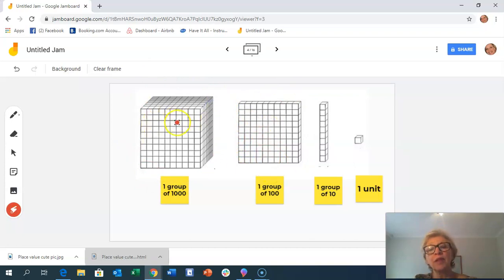Just remember that this 1,000 here is 10 times bigger than that. 100 is 10 times bigger than 10, and 10 is 10 times bigger than 1. So we're getting 10 times bigger as we move along up from units to thousands. That's just to give you an overall global look at what we are looking at when we're talking about place value and numbers.